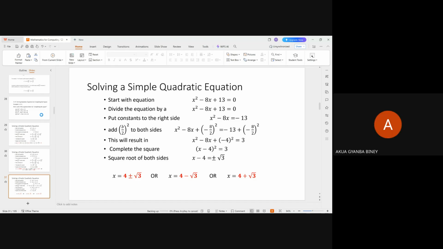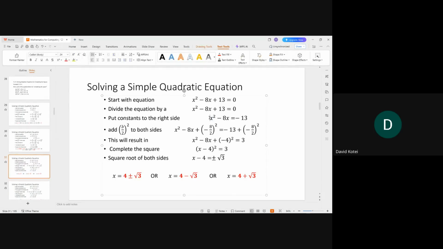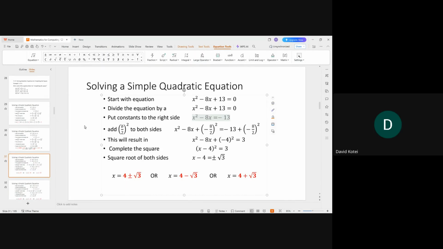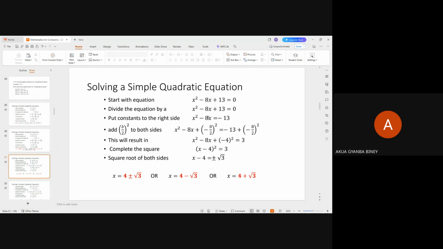Let's go through it together. So this is the equation that was given. The next step says divide the equation by a, and you realize that here nothing happened because a is 1. So put the constant to the right. We have x squared minus 8x equals negative 13. Add (b over 2) all squared to both sides. So b over 2 is minus 8 over 2, all squared. We add it to both sides. And here we get minus 4 all squared.